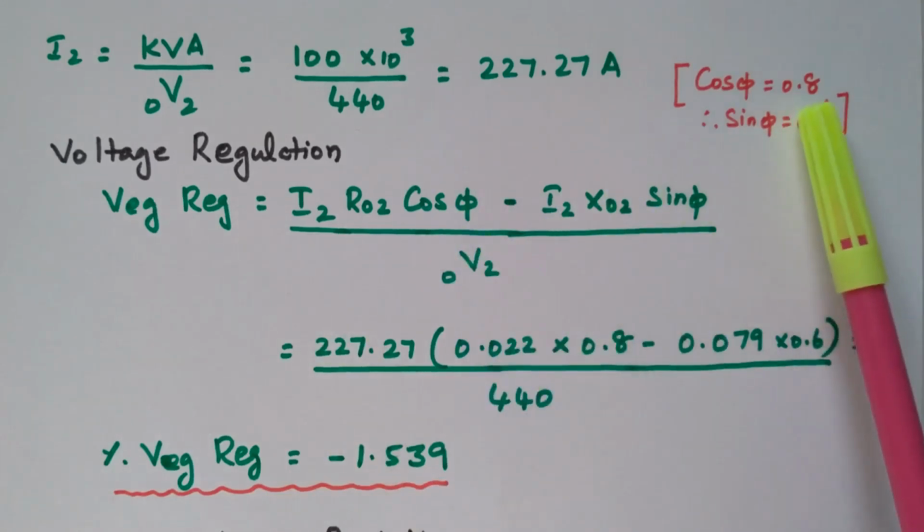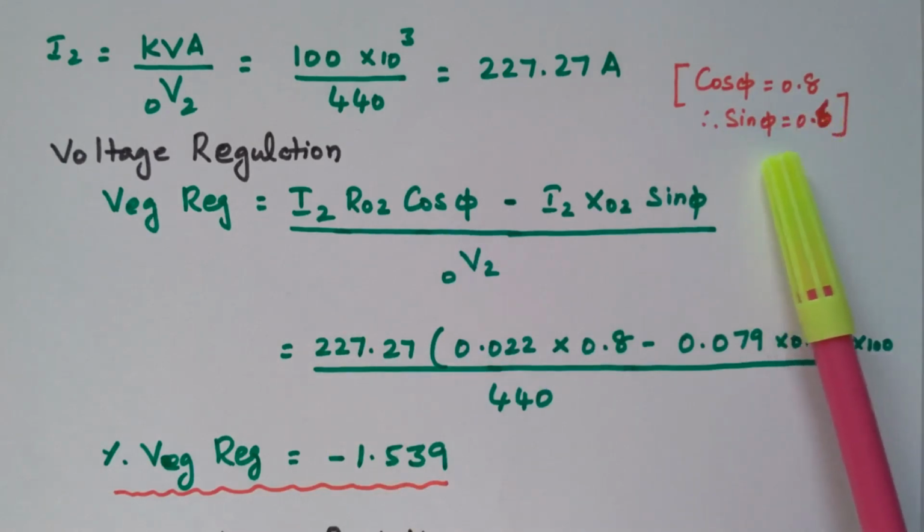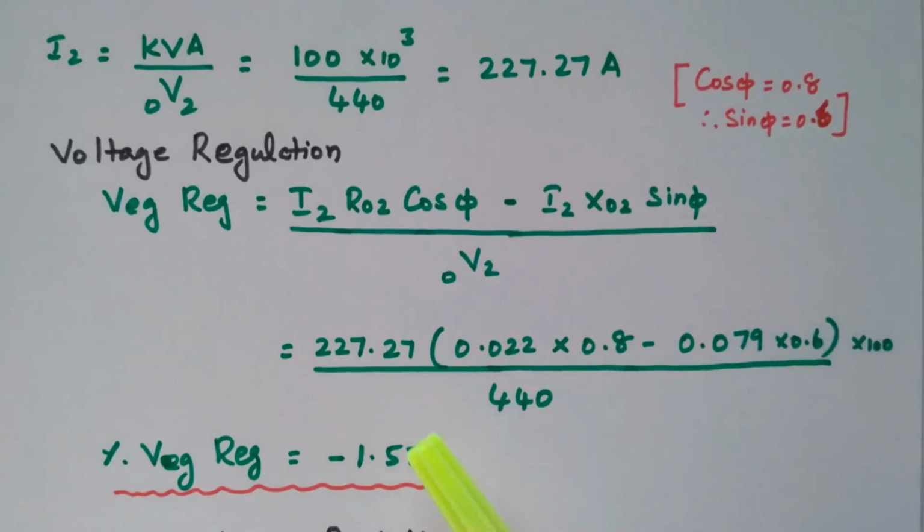This cos phi is given as 0.8. Power factor is given as 0.8. From that we can find sin phi is 0.6. Now we can substitute all the values.